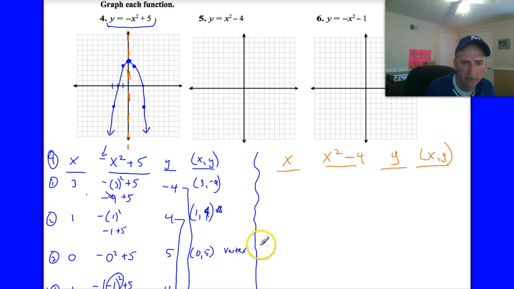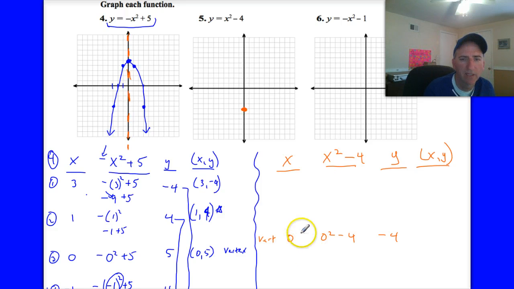All right, so again, the vertex, like I told you earlier, since there's no b, the vertex should be where x is 0. If x is 0, y comes out to be -4. We can see that right away, right? 0 squared minus 4 is -4. So that means here's my vertex. 1, 2, 3, 4 is right there, the most important point to graphing.